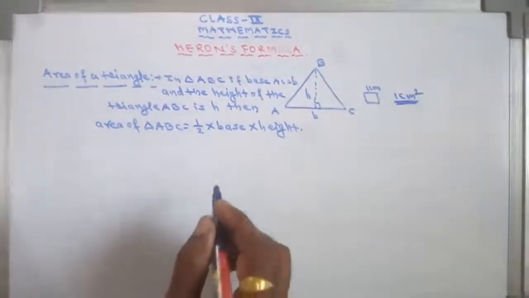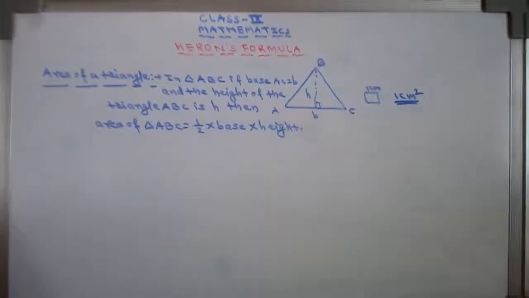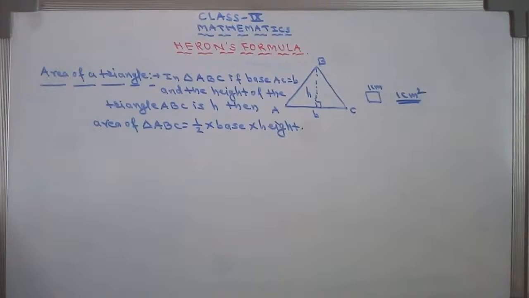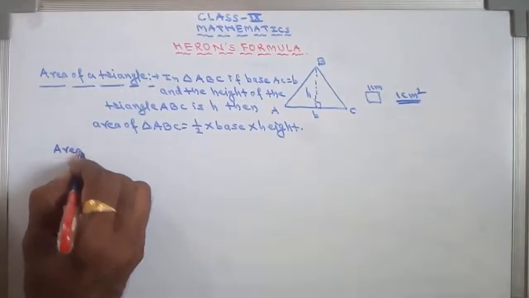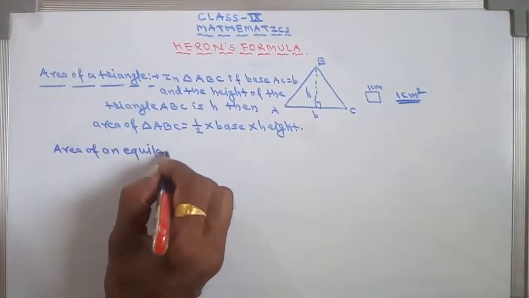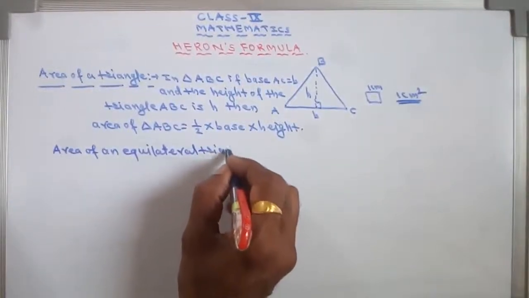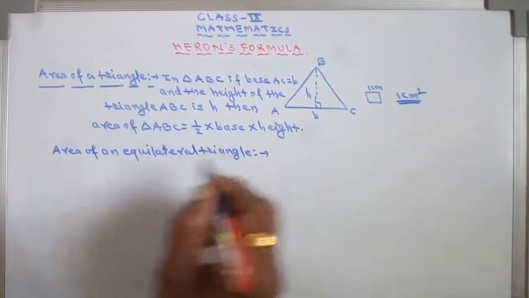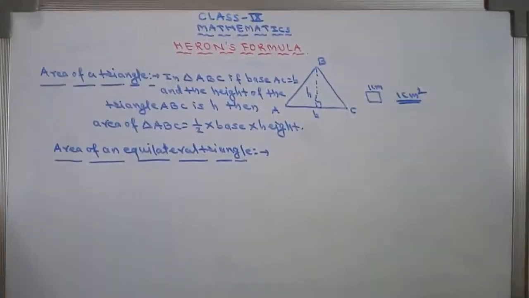This is the formula, and it can be used in scalene triangles and right angle triangles also, but you should know the height and the base of that triangle. But how do we find the area of an equilateral triangle? So next is the area of an equilateral triangle. Is there any formula to find the area of this equilateral triangle? So let us derive it.